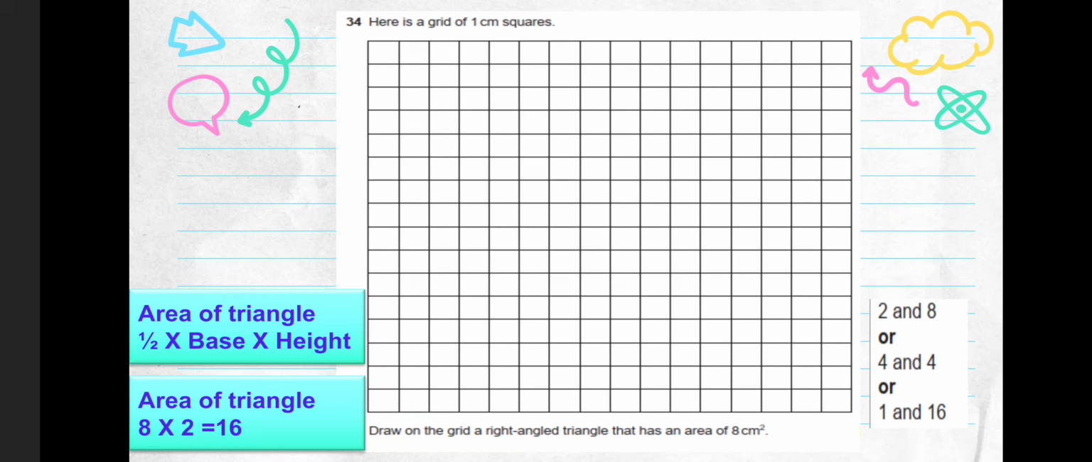Okay, so I can draw, for example, a base of 4 centimeters and a height of 4 centimeters and close the triangle. Or I can use 2 and then go up 8 and close this. Or we can do, for example, 16 and 1 and close it.